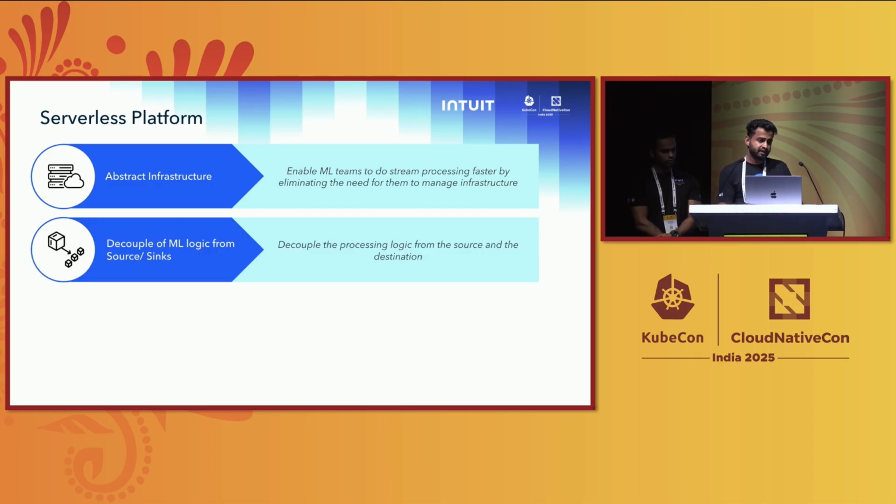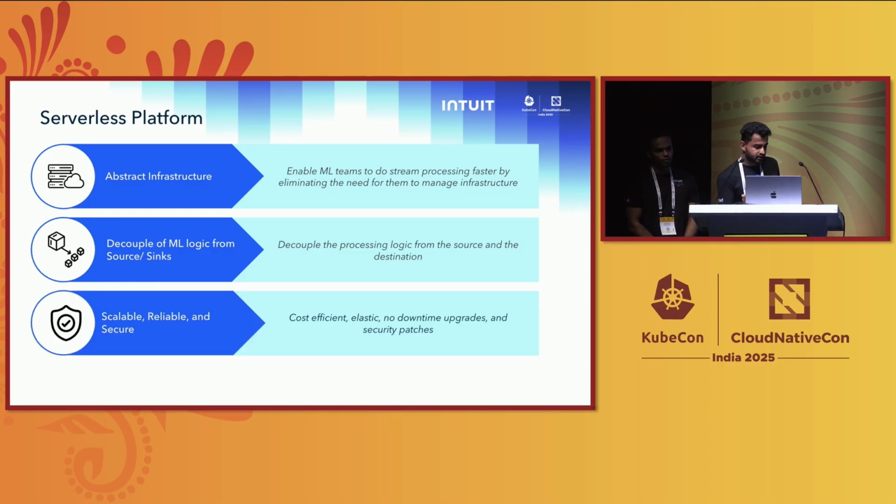The second is we decoupled the ML logic from the sources and sinks. So we decoupled the processing logic. So now they don't care whether the payload is coming from Kafka, SQS, or Pulsar. For them, they only care about what the payload is, but they don't care about where it's coming from. So irrespective of the source and sink, whatever logic they write, it should work. The third important thing is we fix the scalability and reliability issues.